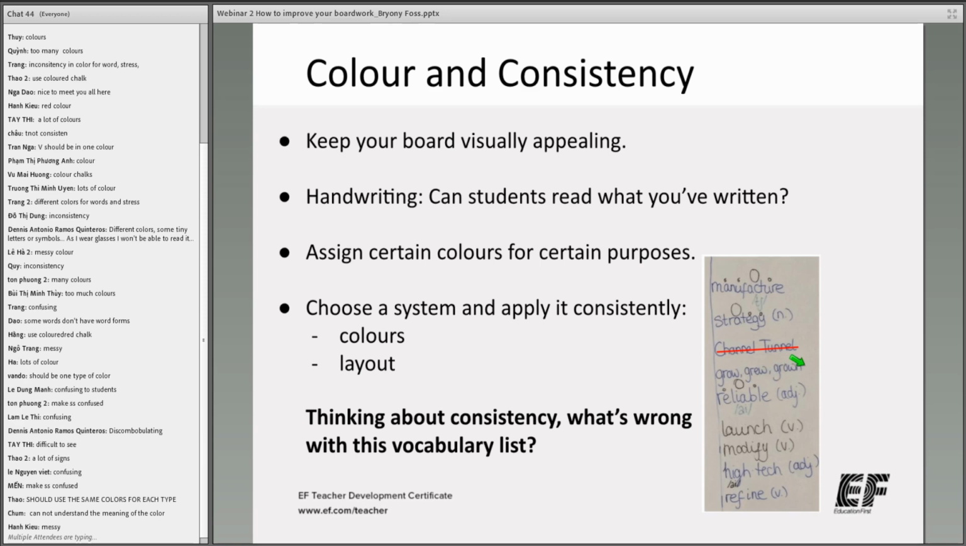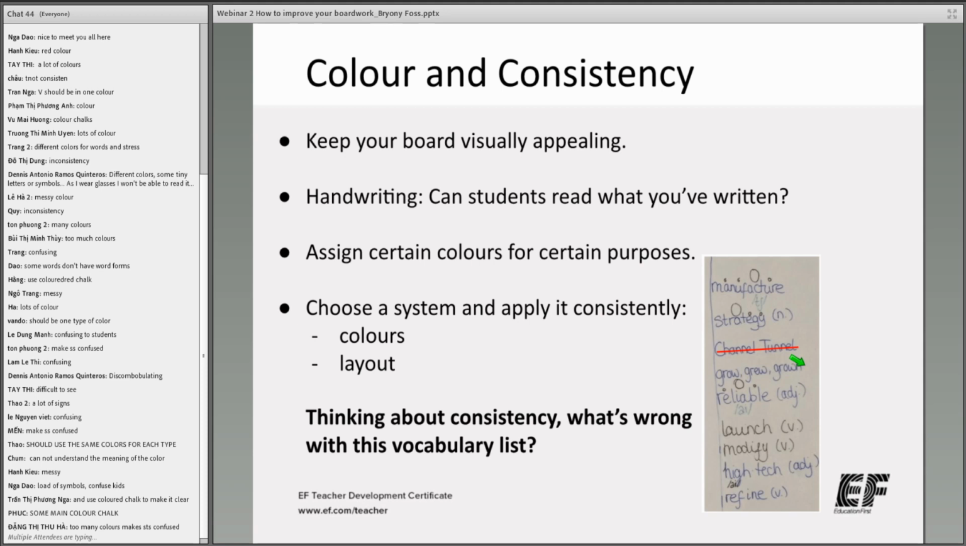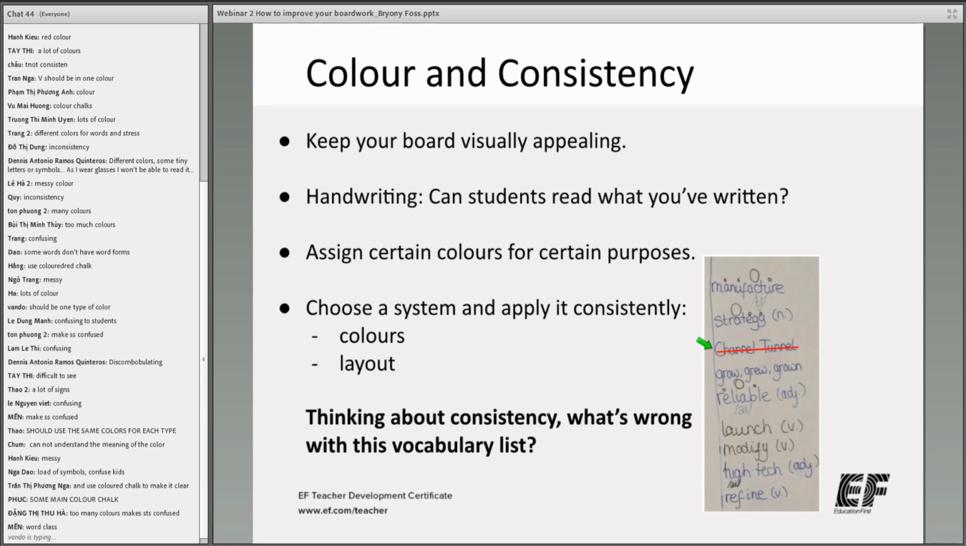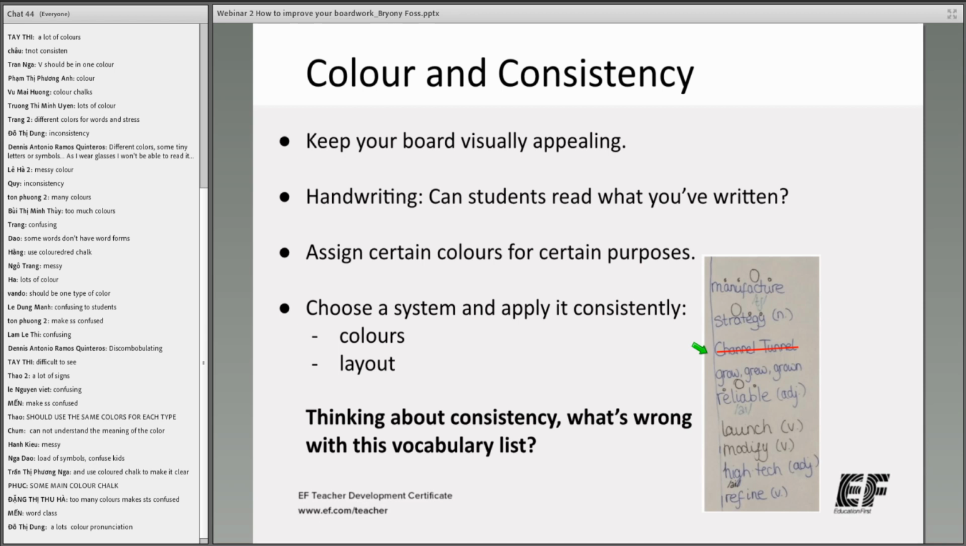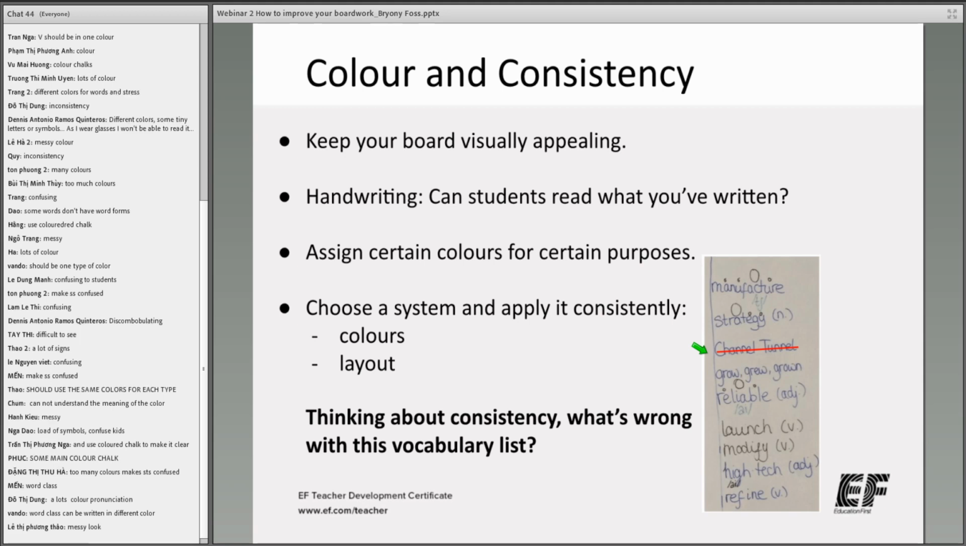As you can see, also, I haven't included the word class for some of these words. Again, not being consistent, and the student might not know that this, for example, is a verb. And then this word here, I clearly no longer want it, so I've crossed it out with a red marker. This again adds to that messy look. It's important to keep our boards nice and clean and easy for our students to read. So I'm glad you all agree with me and think that this is too messy to show to our students.